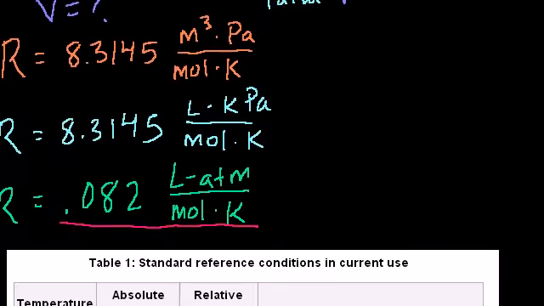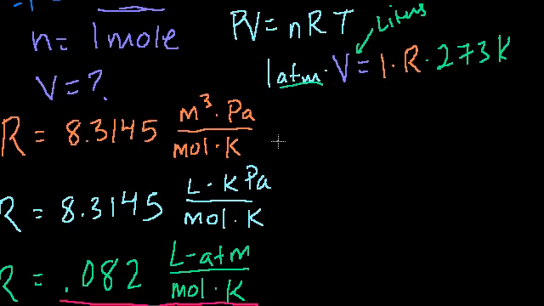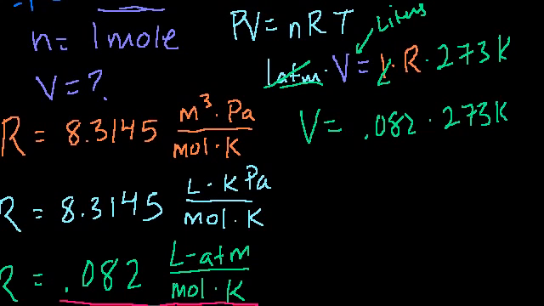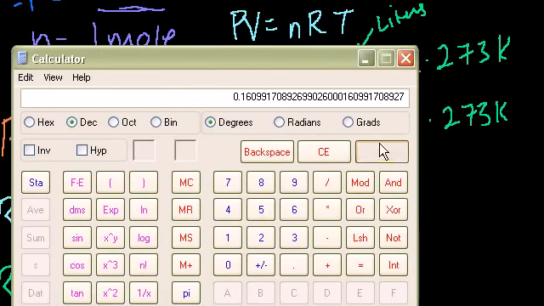So which version of R should we use? Well, we're dealing with atmospheres, we want our volume in liters, and of course, we have moles and Kelvin. So we'll use this version, 0.082. The n is 1, so we can ignore it. So the volume is equal to 0.082 times 273 degrees Kelvin. And 0.082 times 273 is equal to 22.4.